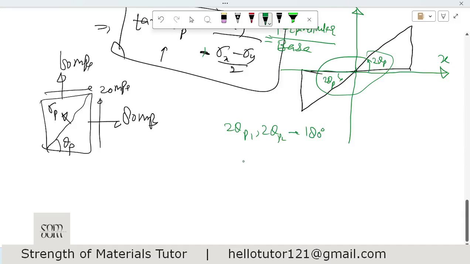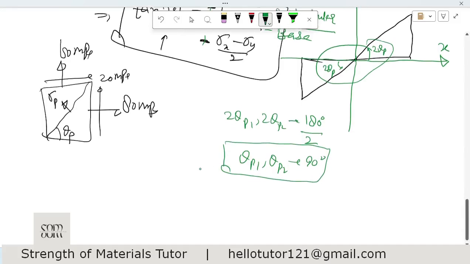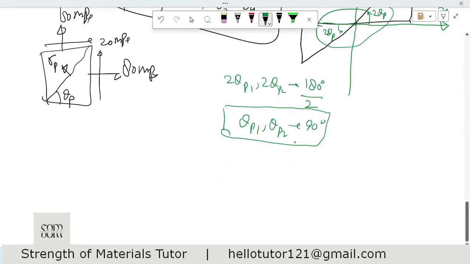So if we throw the 2 to this side, it means theta p1 and theta p2 are 180 divided by 2, which is 90 degrees apart. What does it mean? It means there exist two planes at an angle of 90 degrees. It doesn't have to be perfectly horizontal and vertical. It can be anything, but the angle between them is always 90 degrees.